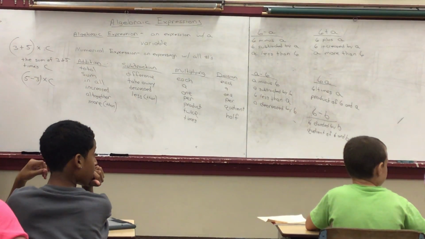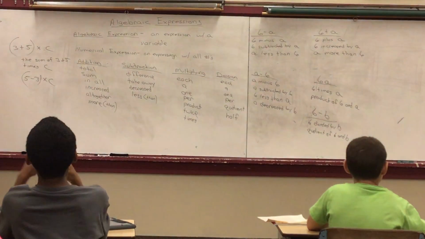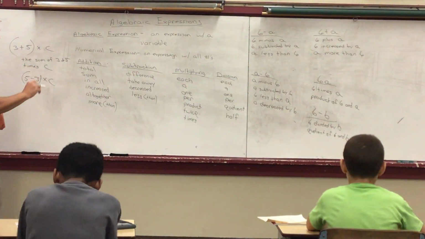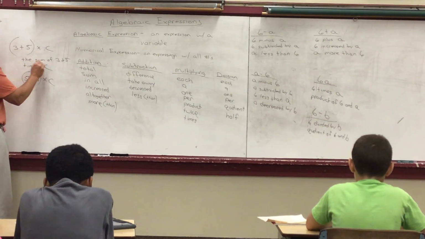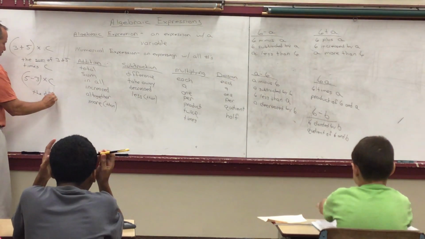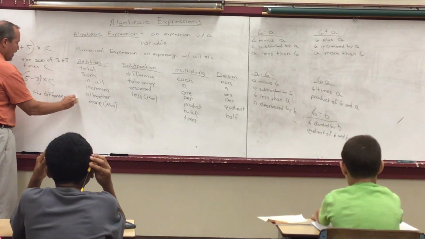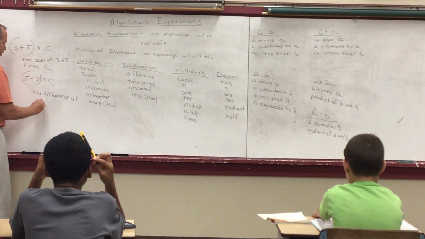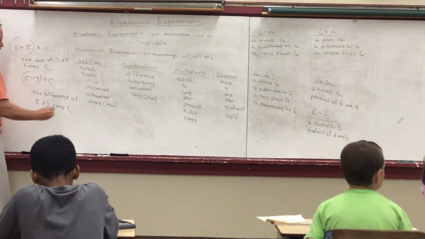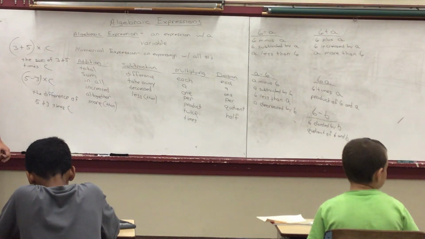Okay, so does that make sense? If it's a 2-step problem, and they tell you to find the sum, or here, the difference of 5 and 3 times C. Now that means we have to find the difference first. Okay?